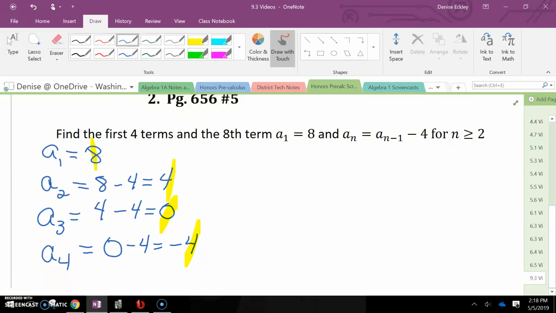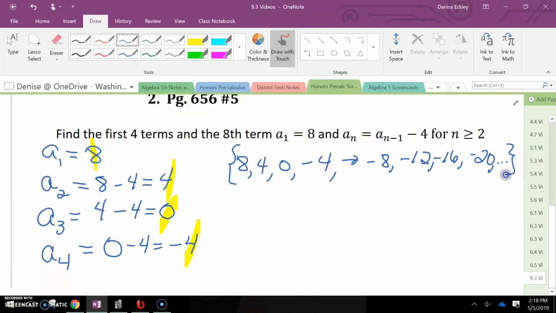Now what we have to do is find the eighth term. So if we wanted, we could continue in this fashion since we have a recursive relationship. So writing these in our set, we would have 8, 4, 0, negative 4. And then we can see each time they're going down by 4. So we would then be able to write in here negative 8, negative 12, negative 16, and then negative 20. And we would continue after that. And that would be our eighth term. So our eighth term is going to be negative 20.